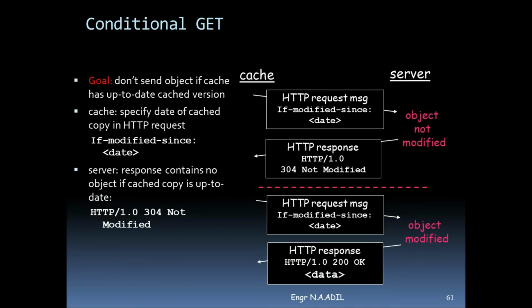So, conditional GET. Don't send the object if the cache has an up-to-date cached version. Specify the date of the cached copy in the HTTP request: if-modified-since this date. The server response contains no object if the cached copy is up to date: HTTP/1.0 304 Not Modified. So if the cache's HTTP request message has if-modified-since date and the object is not modified, then the HTTP response message will be 304 Not Modified. And if the object is modified, then the modified object will be given to the client, and that is the HTTP response message 200 OK with data.